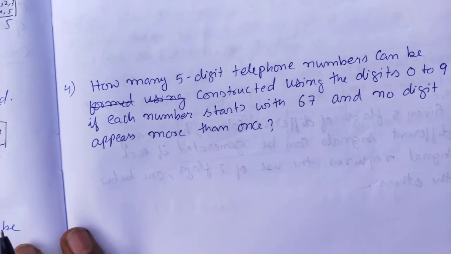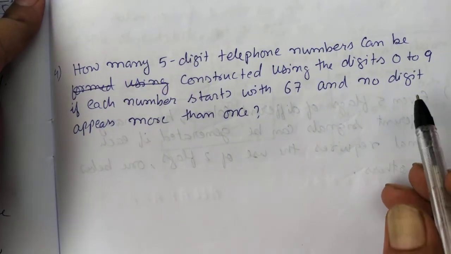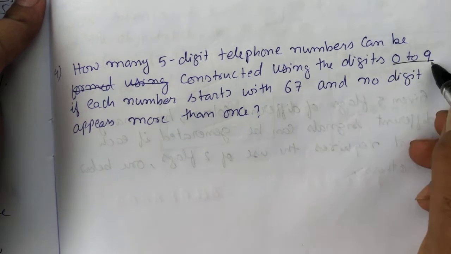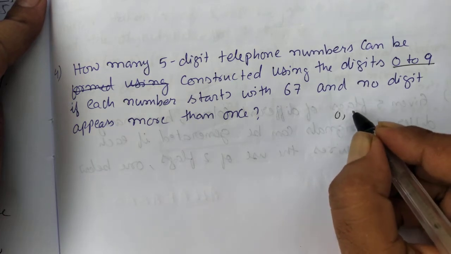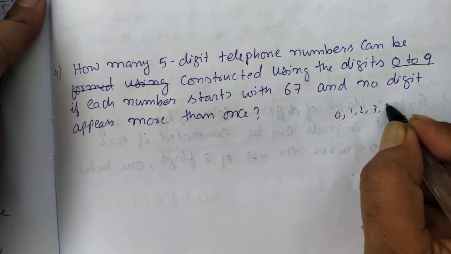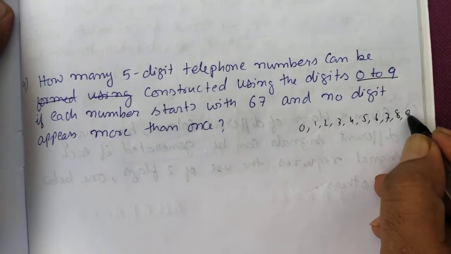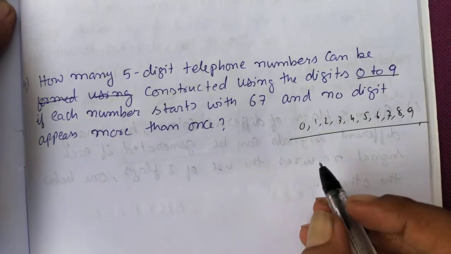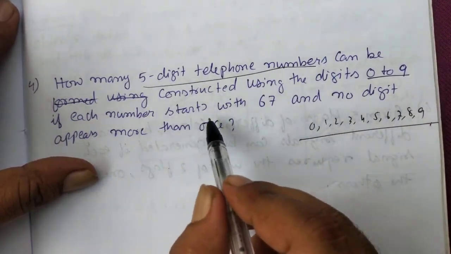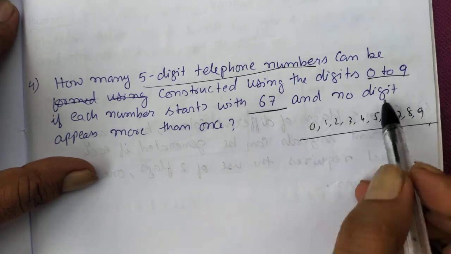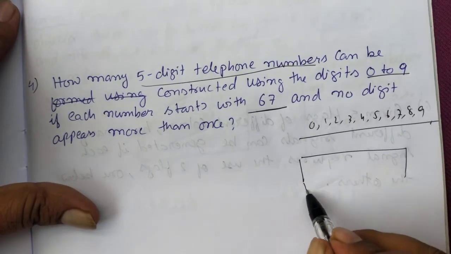Let us do question number 4. How many 5 digit telephone numbers can be constructed using the digits 0 to 9? That means you have to use 0 to 9, so there are 10 options: 0 1 2 3 4 5 6 7 8 9. So there are 10 digits. But you're going to make telephone numbers which start with 67 and no digit appears more than once. That means no repetition is allowed.